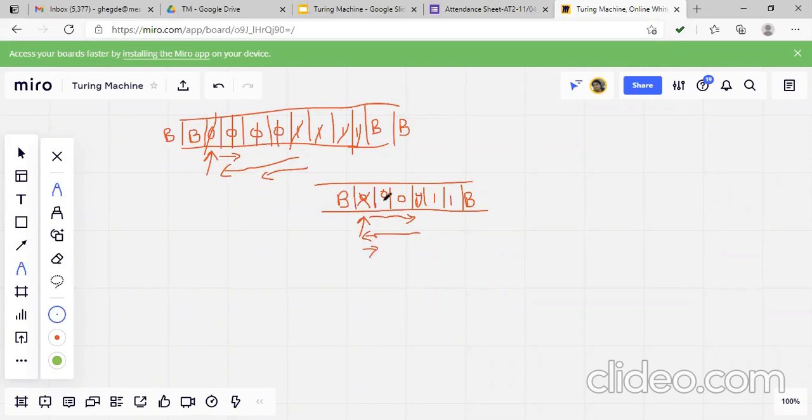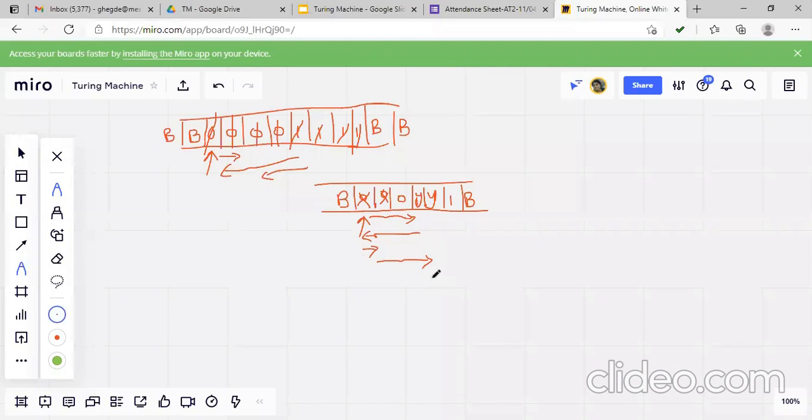Okay, we got a 0, make it x and move forward, that is, move right till you get 1. I found a 0 on my way. I'll just bypass it. I got a y. I'll just bypass it. Now I got a 1. What should we do for this? Make it y. Okay, so this 1 has become a y.